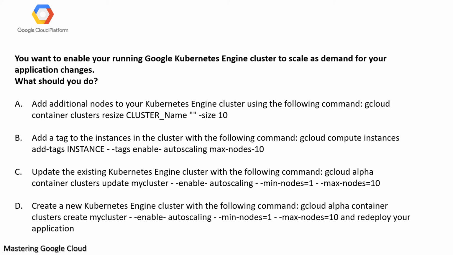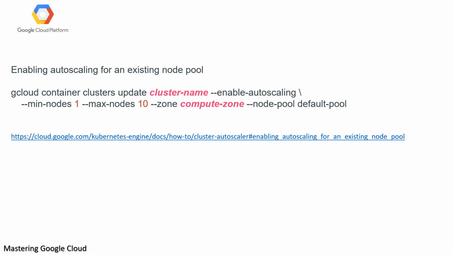So option C, update the existing Kubernetes cluster with the following command, and you update the cluster using enable autoscaling, minimum nodes, and maximum nodes. And we discussed this in our previous scaling section. So we should use enable autoscaling for an existing node pool. We should use the gcloud container clusters update command. And here's the link. I will post this link in the comment section, and then you can use this link to check the command.